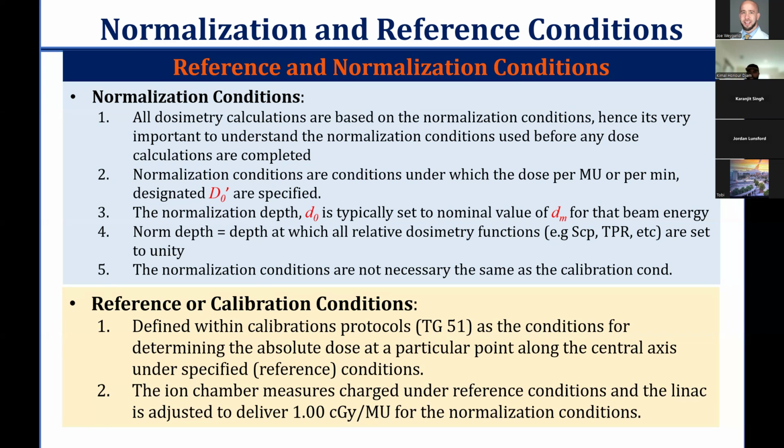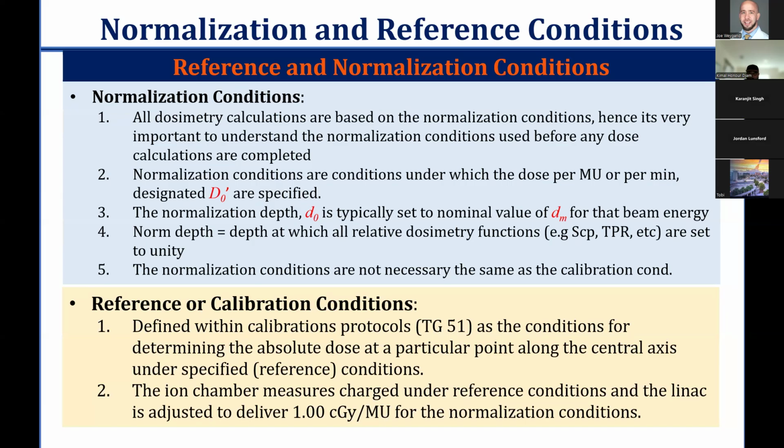Typically, the normalization depth, D0, as referred to in TG71, is set at Dmax, the depth of maximum dose, and serves as a point where we can simplify dosimetry. This helps in standardizing calculations by making relative parameters equal to 1 at that particular point. So think of normalization depth as an agreed upon benchmark within the patient's body or phantom to streamline our calculation and to reduce complexities.